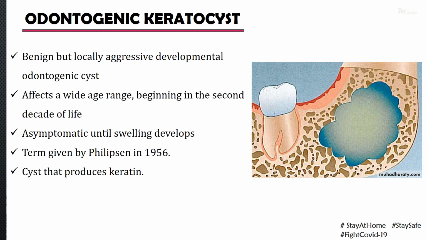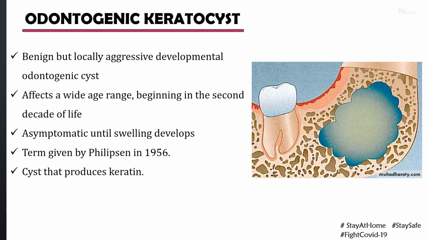That was all about the dentigerous cyst. Let us discuss the next significant odontogenic cyst, that is the odontogenic keratocyst. The odontogenic keratocyst is a benign but locally aggressive developmental odontogenic cyst. It affects a wide age range, beginning in the second decade of life.